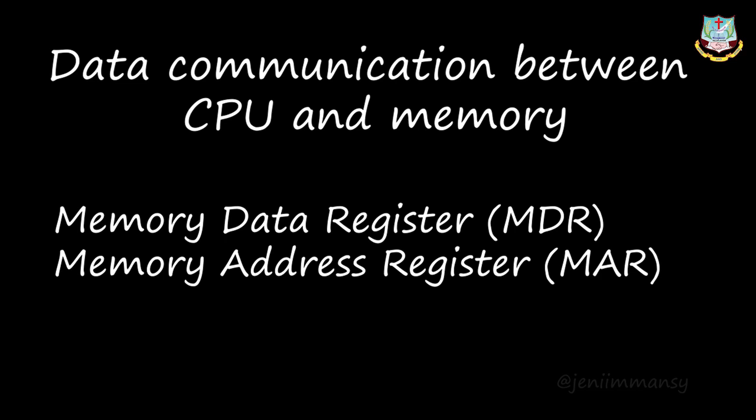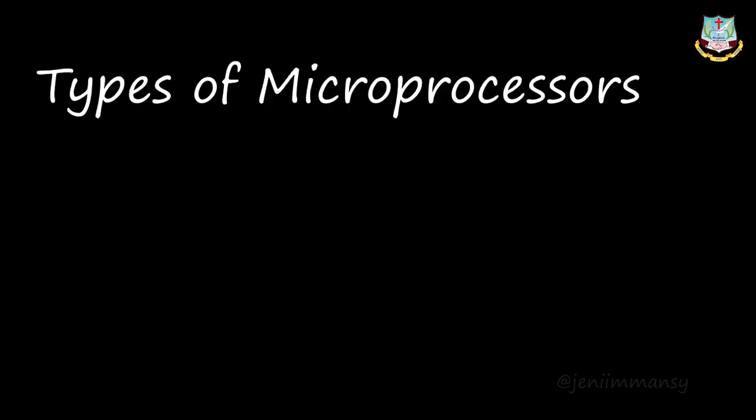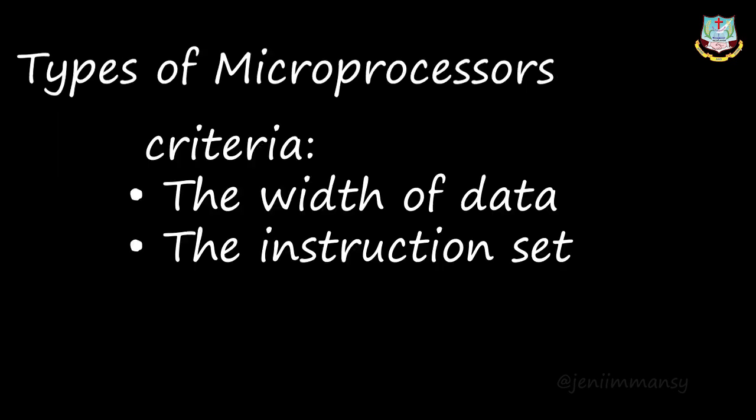And now we are going to see about the types of microprocessor. Okay, microprocessor means we know, right? So here we are going to see the types of this microprocessor. This microprocessor classification is done based on two criteria. The first one is the width of the data which can be processed. According to the width of the data which is processed inside the microprocessor, based on that criteria it has some subdivisions, and based on the instruction set also we have some types of microprocessor.